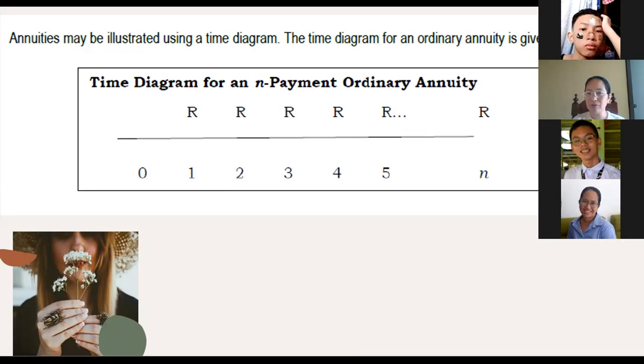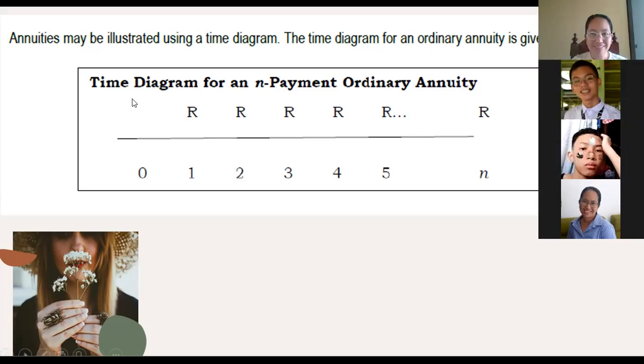Lance, nakataas ang kamay mo? May gusto kang itanong? O yan yung kanina pa? Okay, so I'll continue. Hindi lang po.